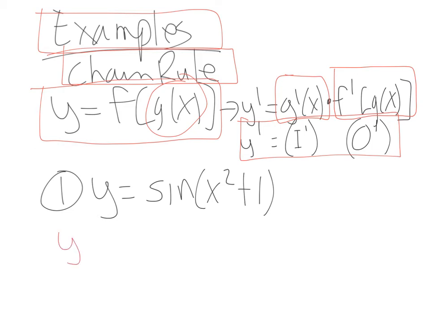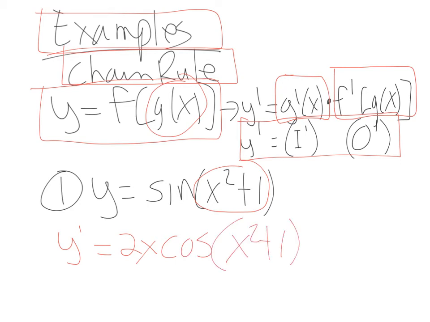Number 1, y equals sine of x squared plus 1. So the inside derivative is 2x, and the outside derivative is cos of x squared plus 1. Okay, and you're done. 2x cos x squared plus 1. Okay, inside prime, outside prime. By the way, that's the inside prime, and that whole thing is the outside prime.